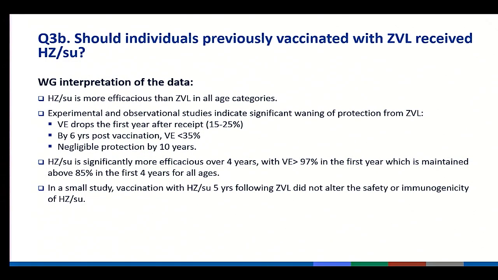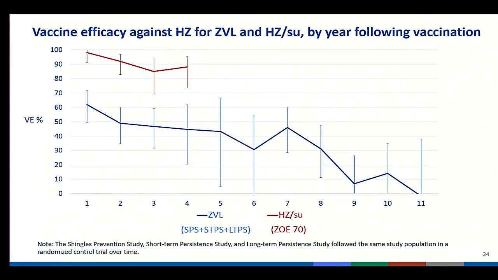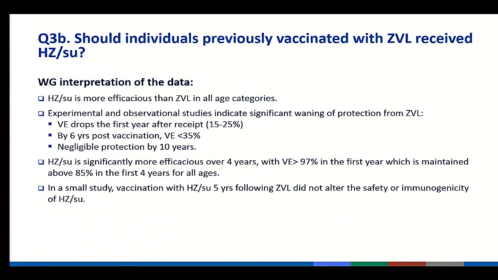And on to our final policy question for discussion today. Should individuals previously vaccinated with zoster vaccine live receive herpes zoster subunit vaccine? The workgroup interpretation of the data was as follows. Herpes zoster subunit vaccine is more efficacious than zoster vaccine live in all age categories.